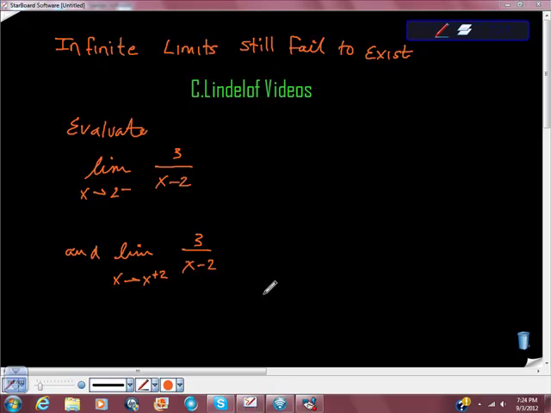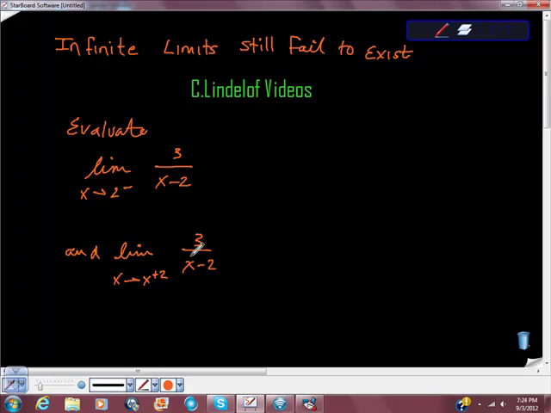Okay, infinite limits still fail to exist. This is AP Calculus AB. We're asked to evaluate the limit of 3 over x minus 2 as x approaches 2 from values less than 2. That's what this means here, less than 2, not negative, but less than 2.